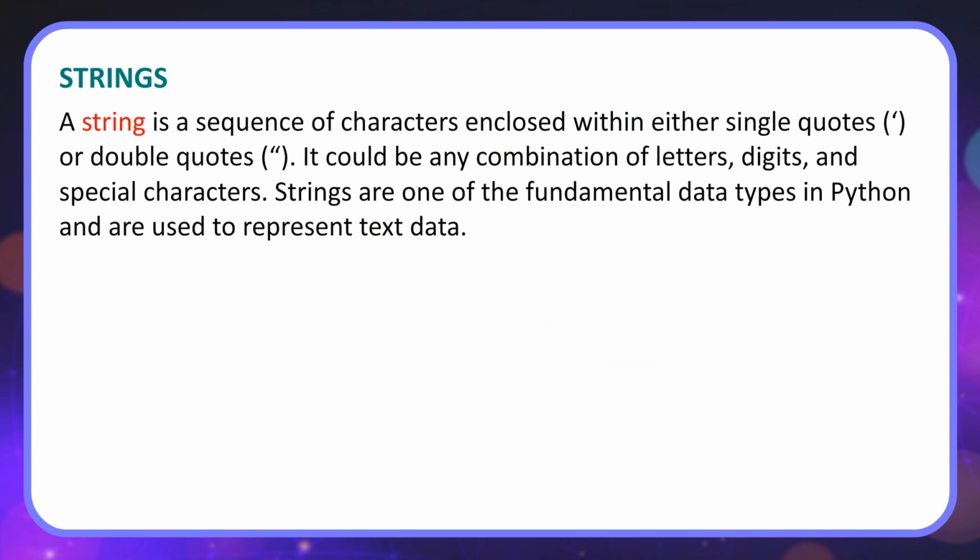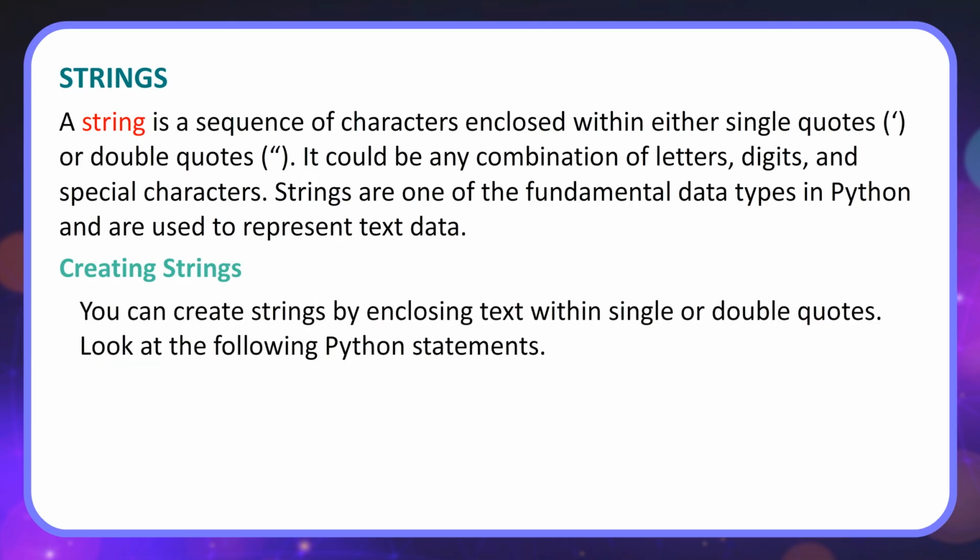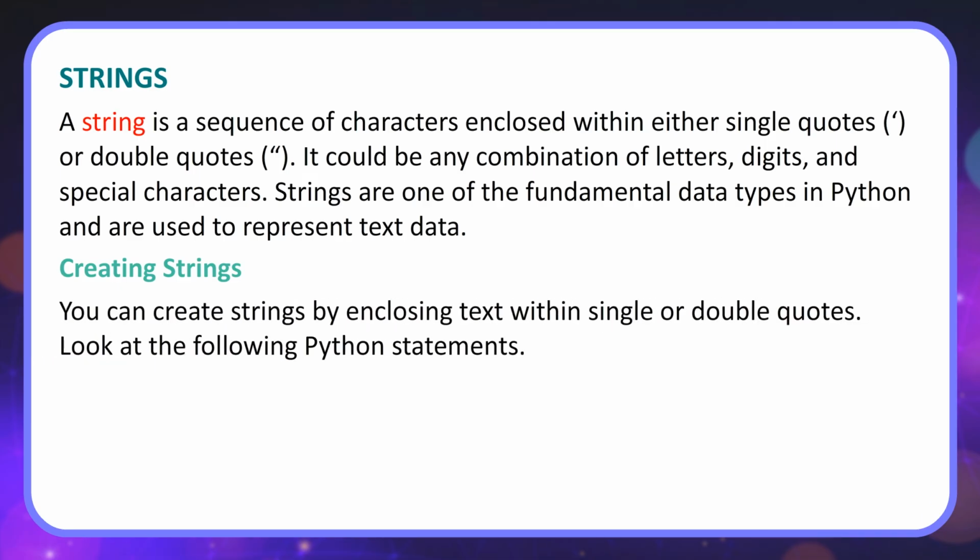Strings. A string is a sequence of characters enclosed within either single quotes or double quotes. It could be any combination of letters, digits, and special characters. Strings are one of the fundamental data types in Python and are used to represent text data. Creating strings. You can create strings by enclosing text within single or double quotes.